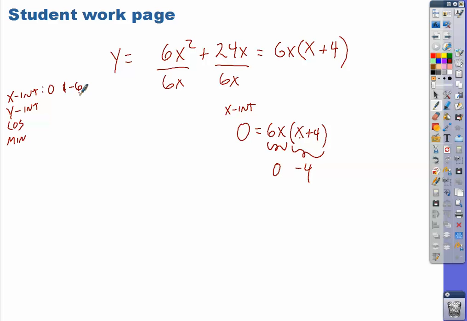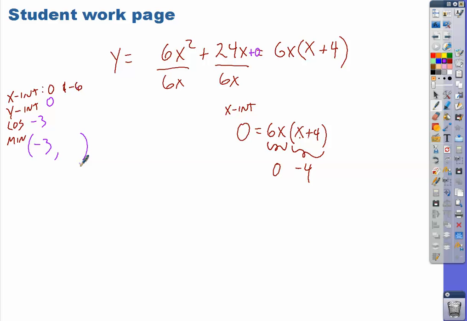And for the y-intercept, what are we adding to this equation here? Well, we're adding 0. There you go. The line of symmetry happens halfway in between these 2 points. What's halfway in between 0 and negative 4? Well, negative 2. And for our minimum, it's going to be negative 2, comma.